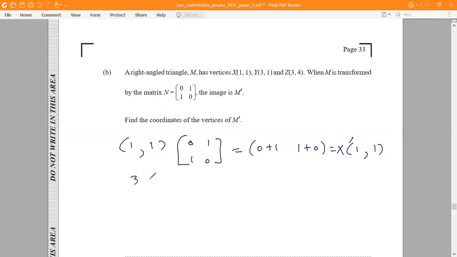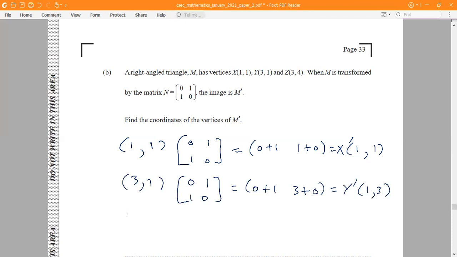Then we take 3, 1, which is y, and we multiply by the same matrix, 0, 1, 1, 0, matrix capital N. So row by column, 3 times 0 is 0, plus 1 times 1 is 1. Sorry, we have 3 times 1 is 3, plus 1 times 0 is 0. So we get y prime being 1, 3.